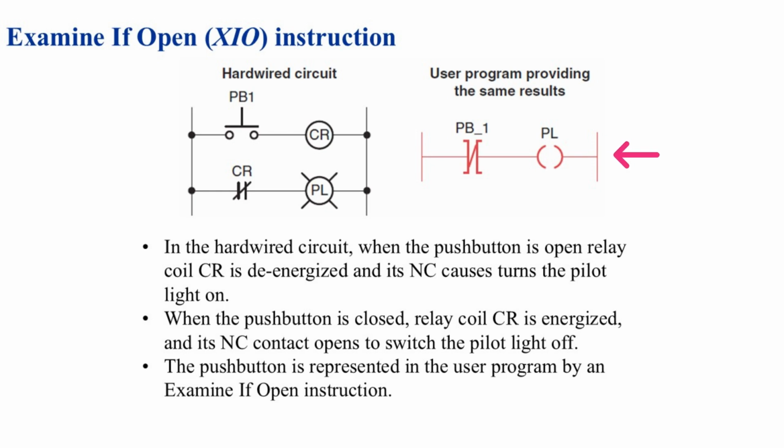On the right, the PLC equivalent uses an XIO instruction to represent that same behavior. The rung is true, and the pilot light output turns on when the external push button is open. Pressing the button closes the contact, causing the rung to become false and the output to turn off. In summary, the XIO is used anytime you want a rung to be true when a condition is not present. For example, when a stop button is released or a fault signal is inactive.